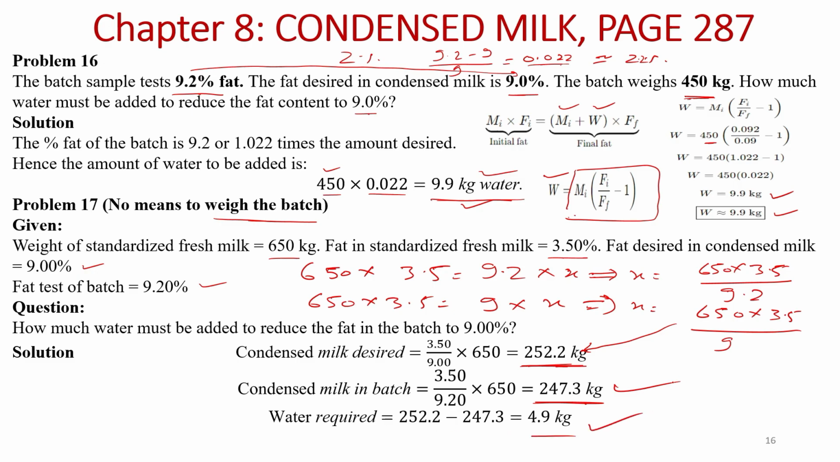So this is a very simple problem where you calculate how much water is to be added without being given the condensed milk weight. It is written that there is no means to weigh the batch, so you do not know the weight of the condensed milk. You have to first calculate the desired condensed milk and also the actual condensed milk you have. After calculating, whatever difference comes is the amount of water to be added to get the desired fat percentage in the condensed milk.